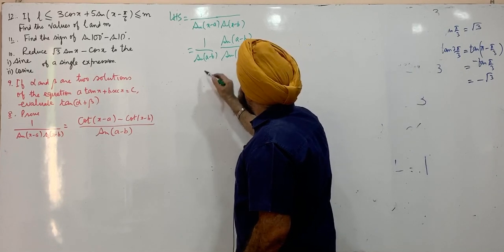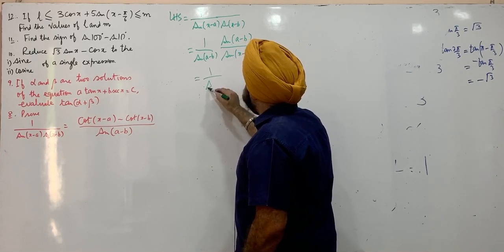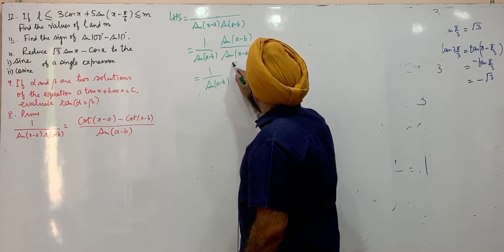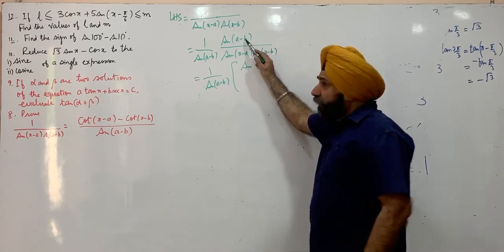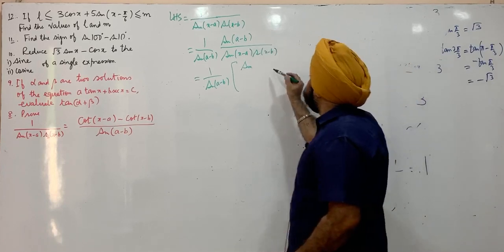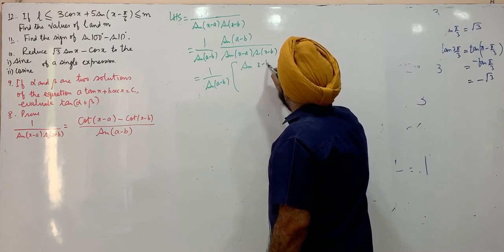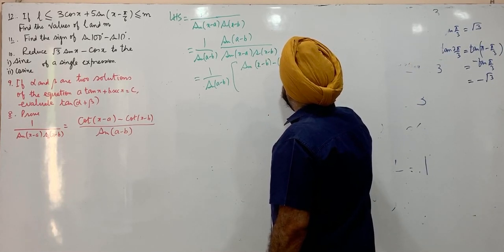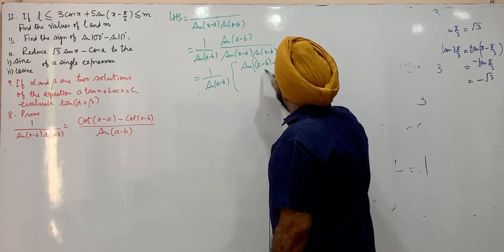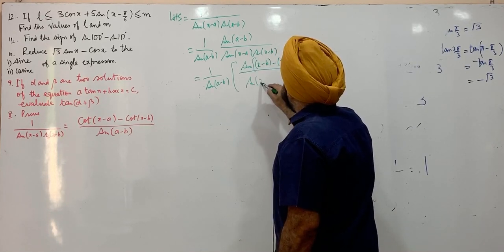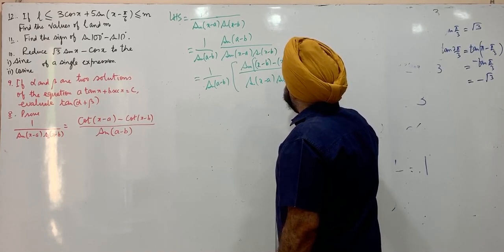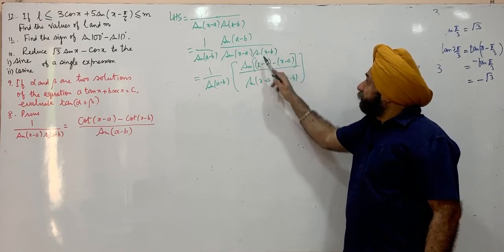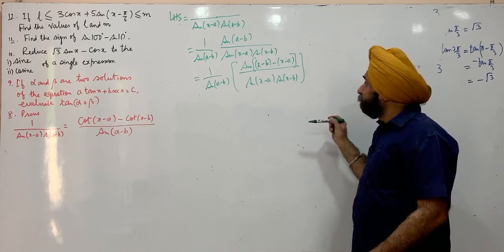We keep this as it is. So this is required in the final answer. And here sine of a minus b, we add and subtract x. This can be written as sine of x minus b minus x minus a, upon sine x minus a into sine of x minus b. So this is adding and subtracting x.